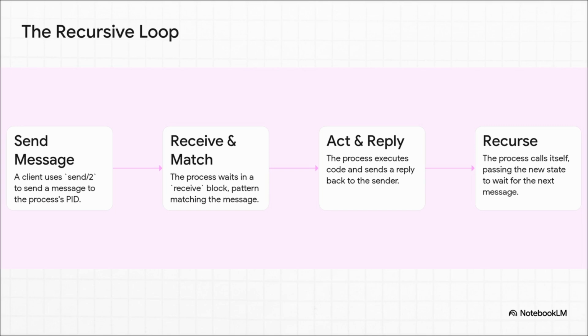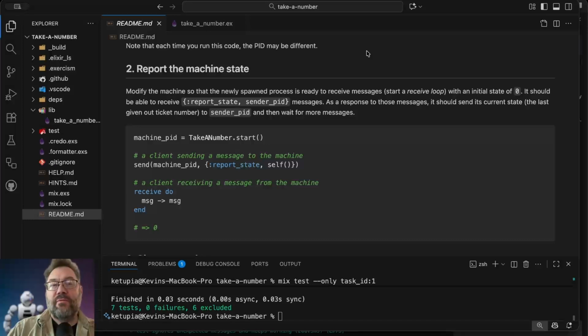Here's how it works. Our process sits inside a receive block, which is like its own personal inbox. It just waits. When a message, like {:report_state, sender}, shows up, it pattern matches on it, sends a reply back to the sender's PID, and then, and this is the most important part, it calls itself again with the exact same state. That recursion is what gives the process its memory and lets it wait for the next message.